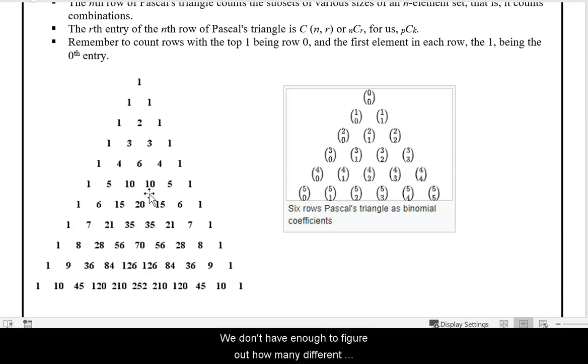We don't have enough to figure out how many different groups of 5 I can make out of 30, but I can tell you it is a whoppingly large number.